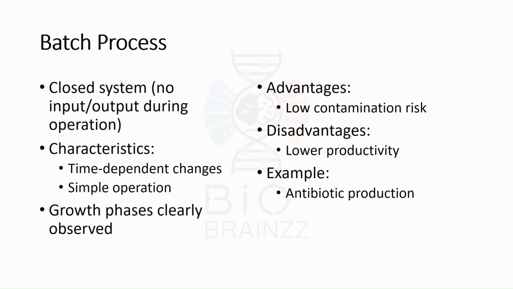In a batch process, all materials are added at the beginning and no input or output occurs during the process. It is a closed system. This method is simple and has less contamination risk, but productivity is lower. It is commonly used in processes like antibiotic production.